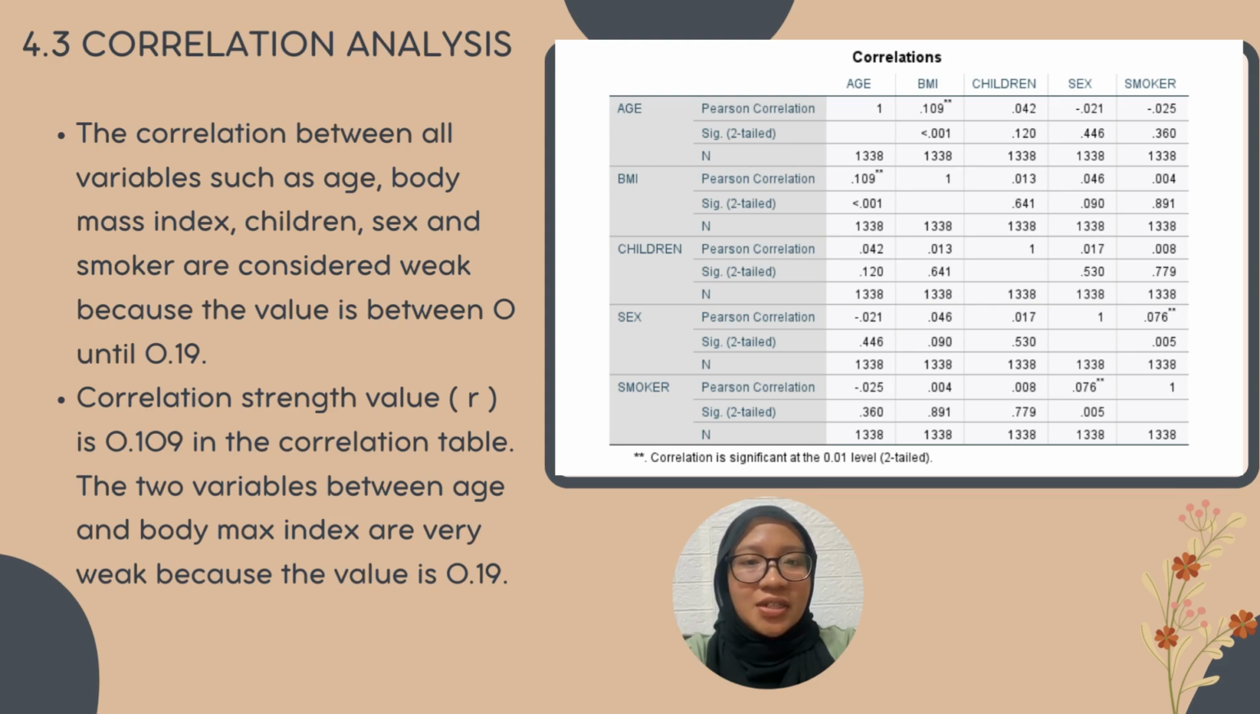Next, the correlation analysis. The correlation between all variables such as age, body mass index, children, sex, and smoker is considered weak because the value is between 0 and 0.19. The correlation strength value is 0.109 in the correlation table. The two variables, age and body mass index, are very weak because the value is 0.19.